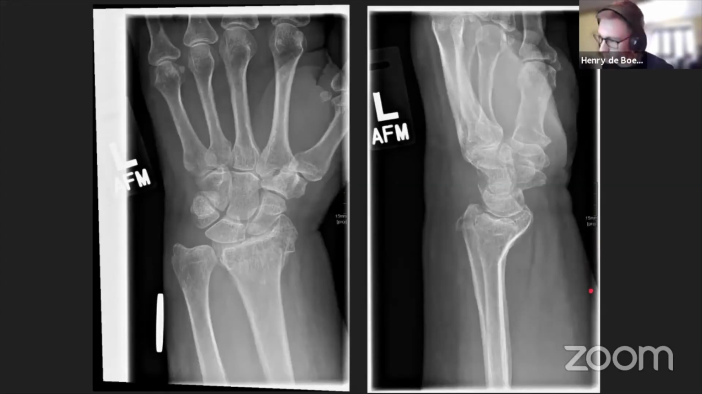So first case, I'll give you 40 seconds to a minute, something like that. And if you put in the chat box what you think is the correct answer, so either normal or put in the pathology that you can see.